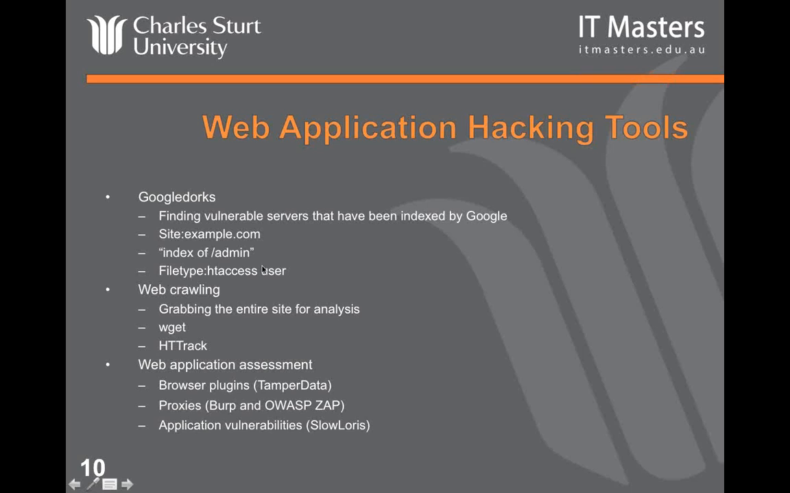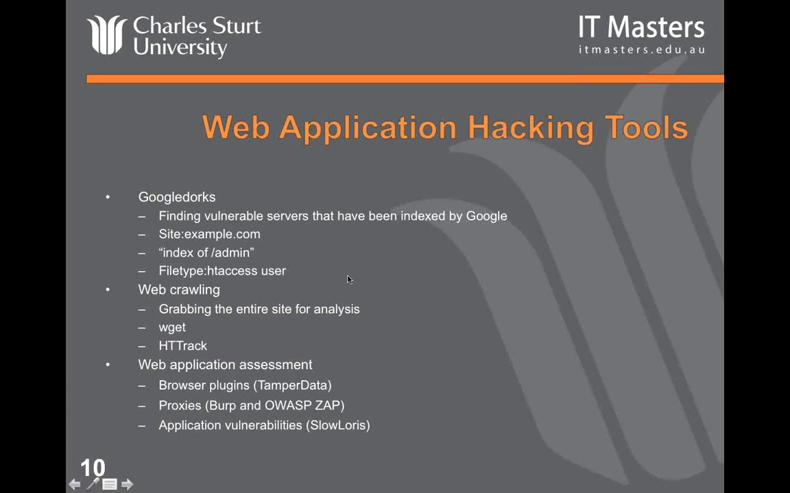So then you can also look for HTTP access users where someone has left their HTTP user access list accessible on the internet, and that's a bit of a problem as well. Web crawling is good for grabbing the entire site to analyze all the nooks and crannies of it and finding bits and pieces that aren't supposed to be there. wget can also be used for that, and HTTrack also.